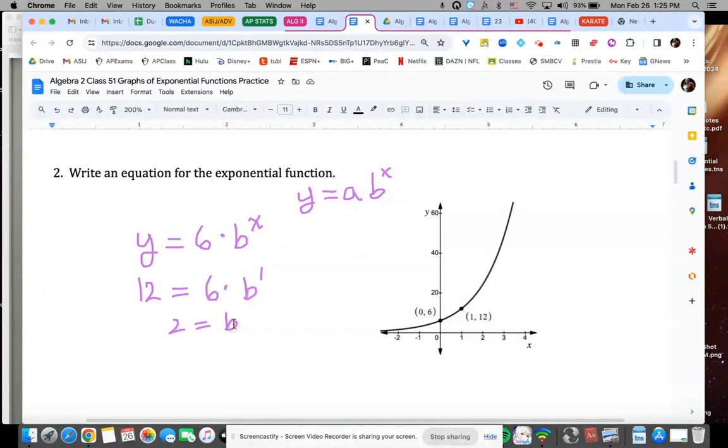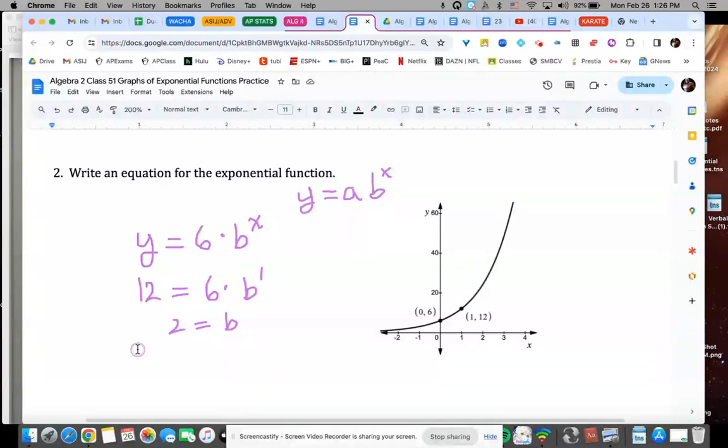And of course, b to the first power is just b. I don't have to do anything with that. So it's just b is 2. My rate is 2. Does it make sense? Well, yeah, 2 times 6 is 12. So yeah, it makes sense. As I go over 1, I'm going to change from 6 up to 12. I'm multiplying by 2. So that's my rate, right?